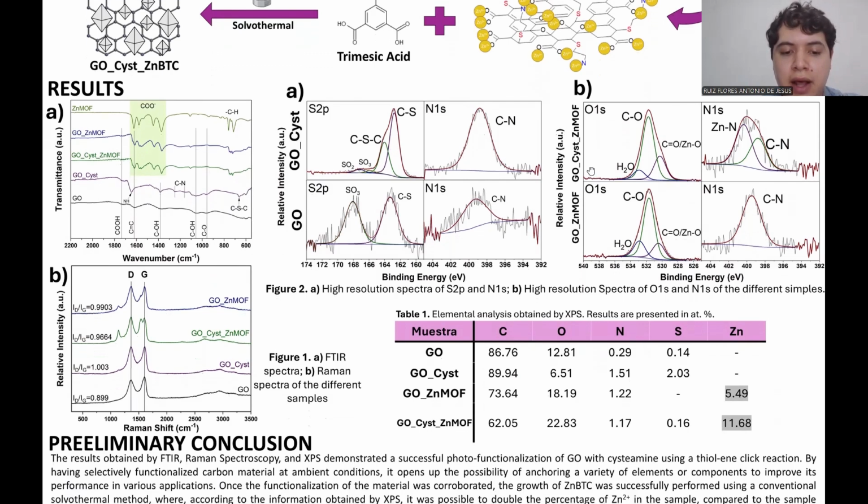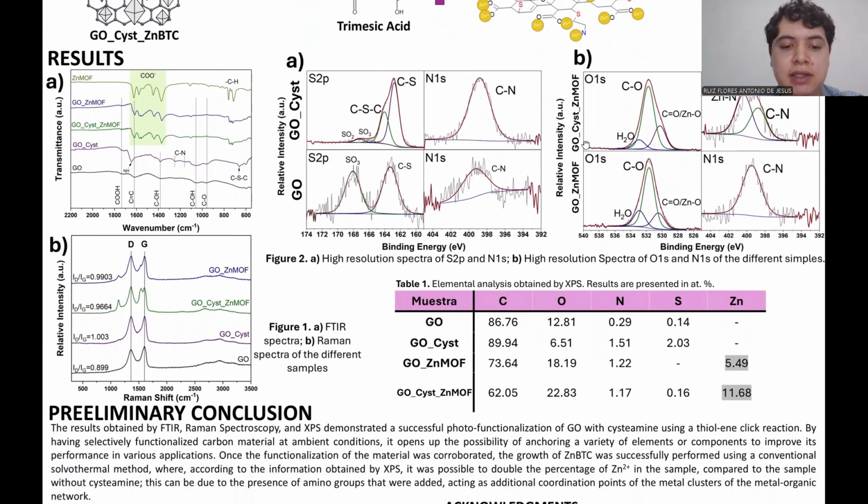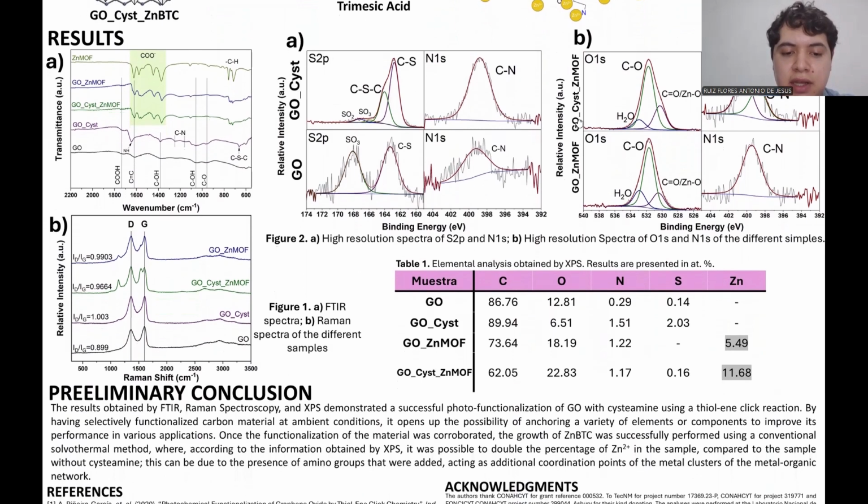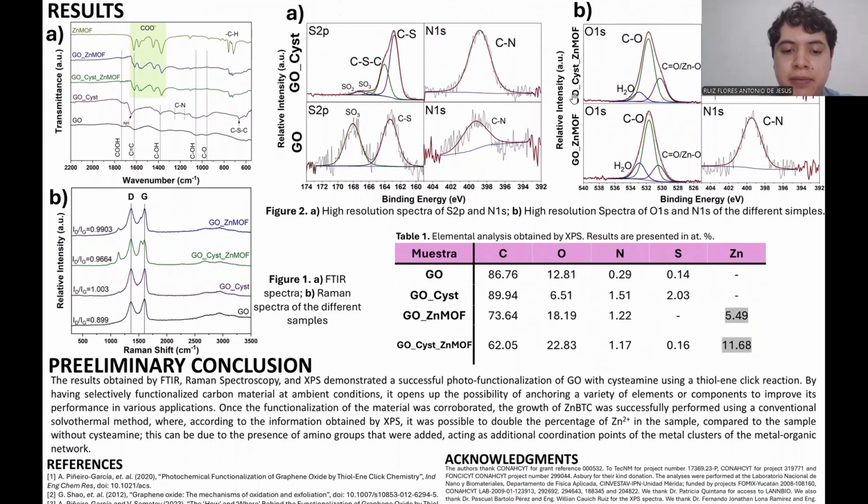The elemental analysis obtained by XPS shows an increase in the atomic percent of sulfur in the graphene oxide cysteamine sample, due to the presence of cysteamine. The same is the case with nitrogen.